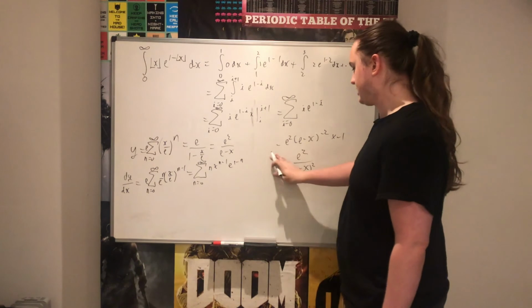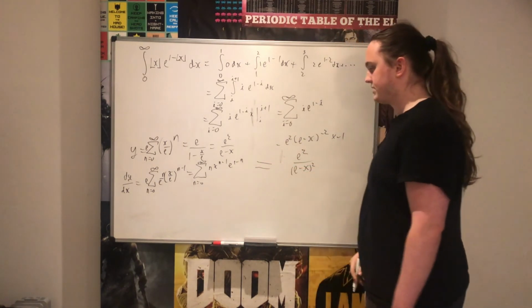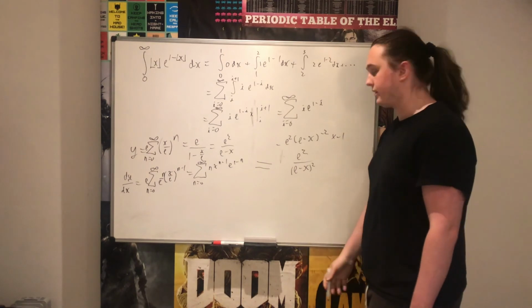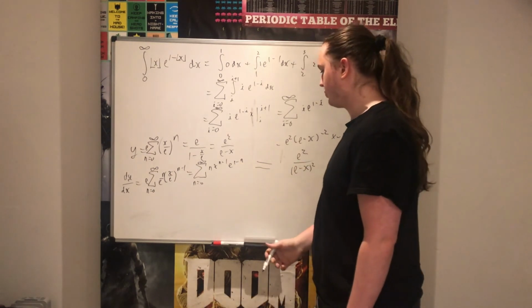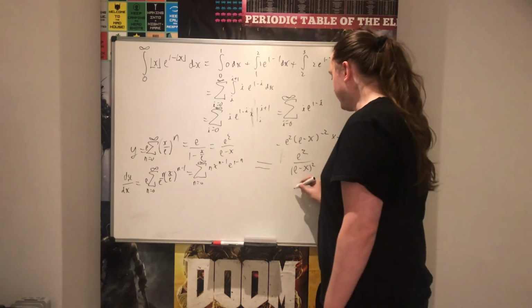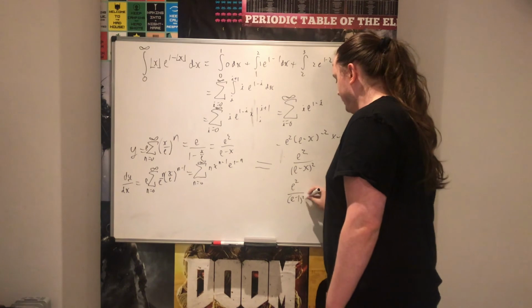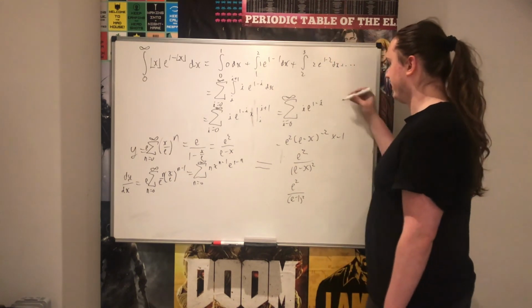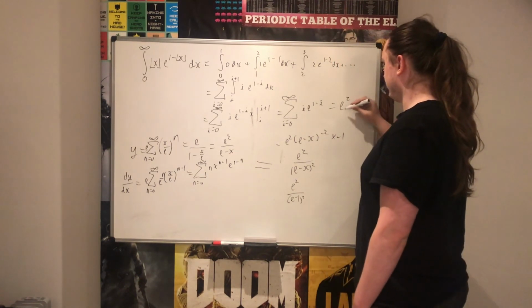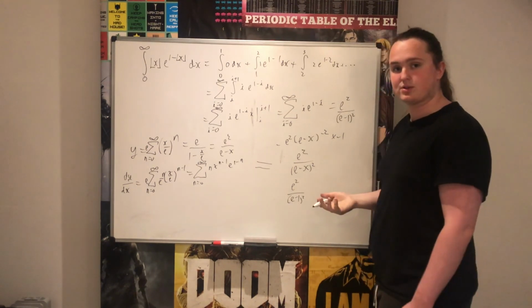So what this actually tells us is that this is the same as this. Now if we want to find out what this is when x equals 1, we just plug x equals 1 into here, and we'll get e squared over (e minus 1) squared. And so that's what this equals. And so we solve the integral.